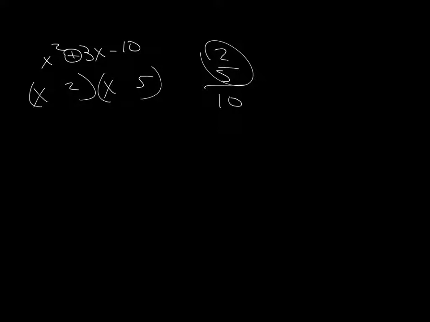What's the sign here? A positive. So it looks like I would put a positive here. Okay. Now what sign would go here? A negative. Because 5 times negative 2 is a negative 10. 5 minus 2 is going to give me my positive 3 there. Okay, so that one is done.